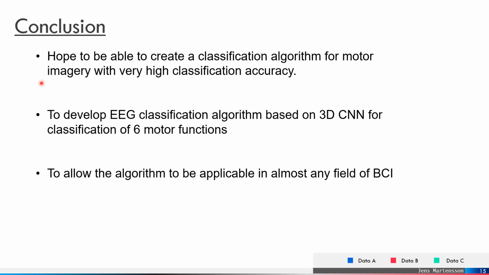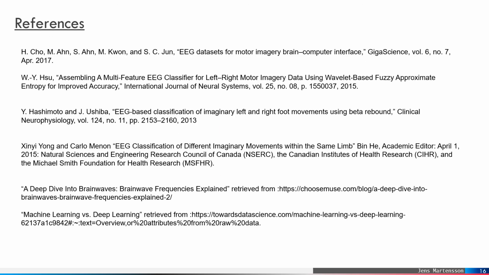So in conclusion, I hope to be able to create a classification algorithm for motor imagery with high classification accuracy, and also develop a classification algorithm using 3D CNN for 6 motor functions, and lastly to allow the algorithm to be applicable in any field of BCI, hopefully. So these are all the references that I went through to get my answers and decisions.